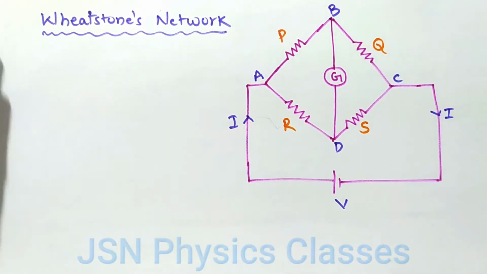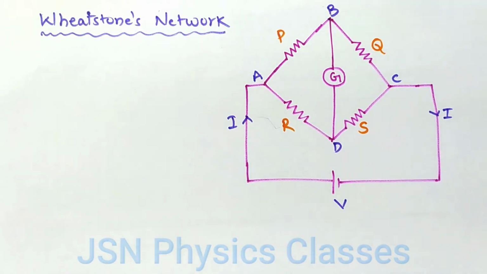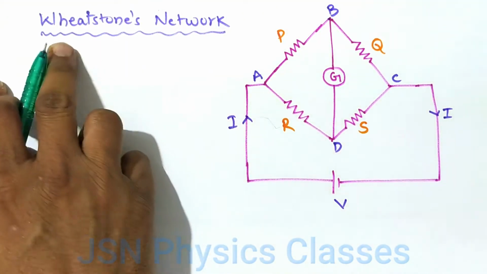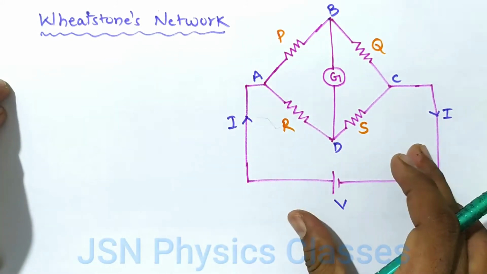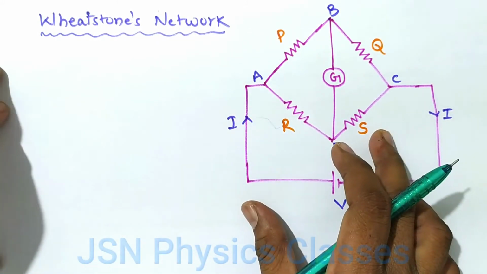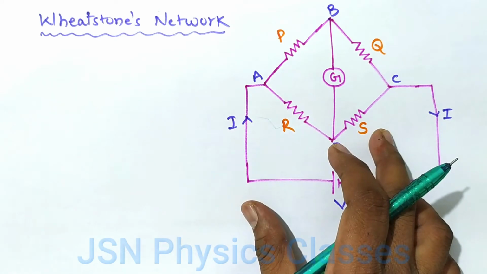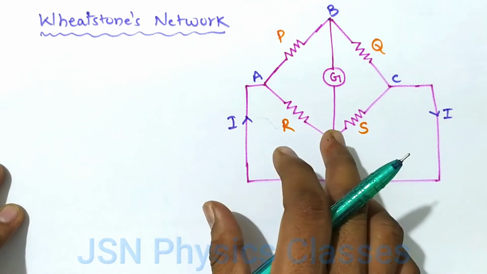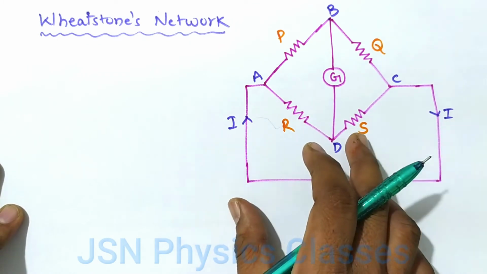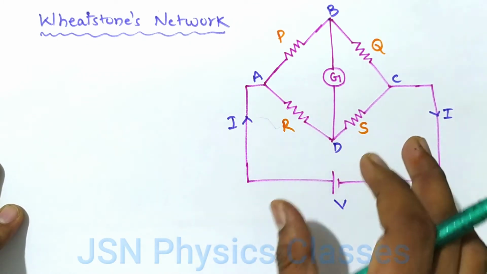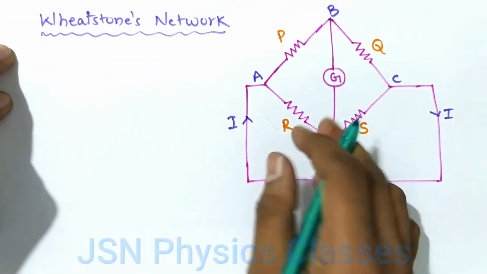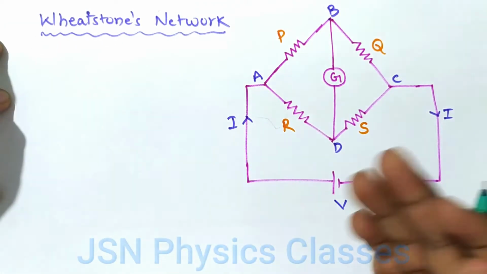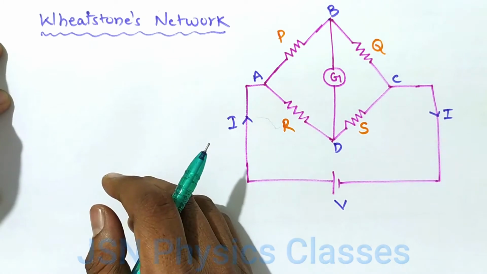Hi dear students, welcome to JS in Physics classes. So today we will discuss Wheatstone network or Wheatstone bridge. Okay, so what is Wheatstone bridge? So actually this Wheatstone bridge is a mathematical model designed by Wheatstone. So the main purpose of this network is to compare the resistances. Okay, so the main use is to compare the resistance or to find out the unknown resistance.